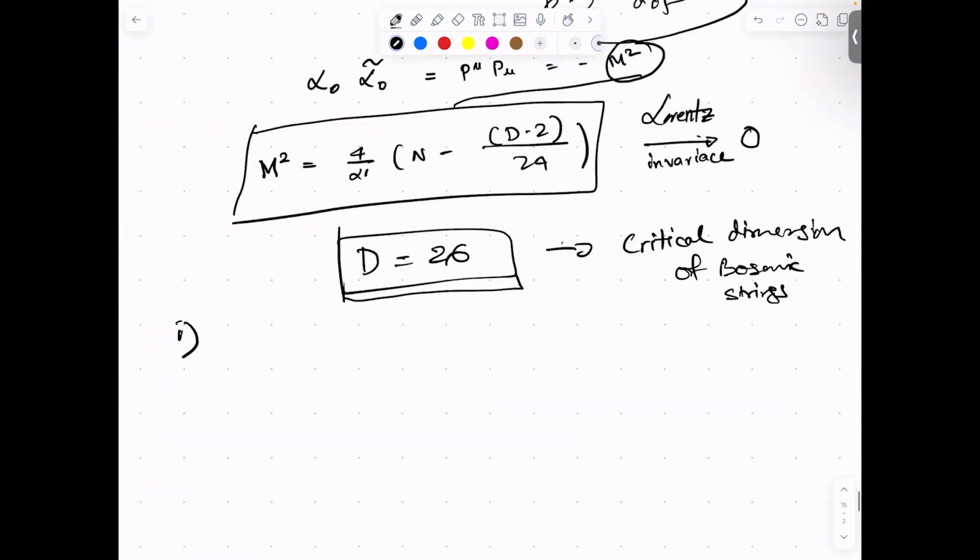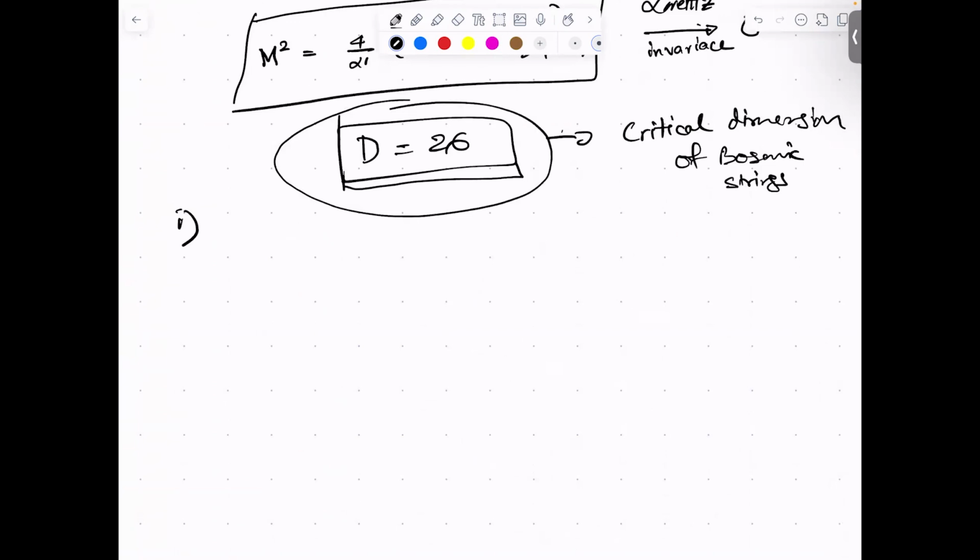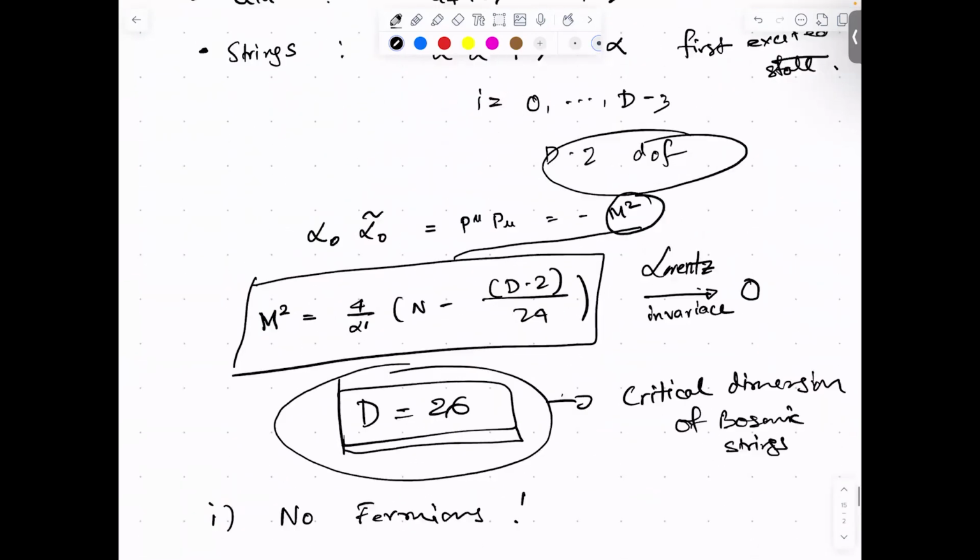So the problem with this is, one, no fermions. This is not correct. We do not live in a world with no fermions. Otherwise, me, you, any one of us should not exist, right? So this is a problem of bosonic strings. But it turns out bosonic string theory is a good learning tool which teaches us what to do. There's another problem.